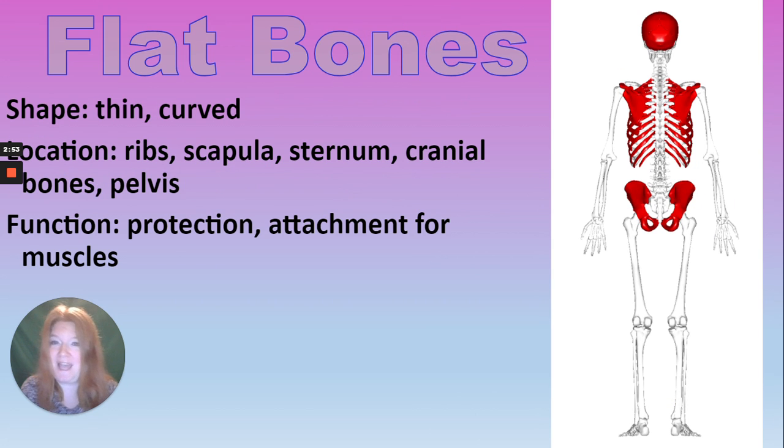And then we have flat bones. Flat bones are thin but curved. Okay, so it's our ribs, our scapula, that's our shoulder blade, the sternum, the bone in the center of your chest here, our cranial bones, and also your pelvis. And the function of these bones is for protection. So think about it. Your cranium protecting your brain, okay, your sternum and your ribs protecting your heart and your lungs, okay, your pelvis protecting reproductive organs. And it's also an important site for muscle attachment.